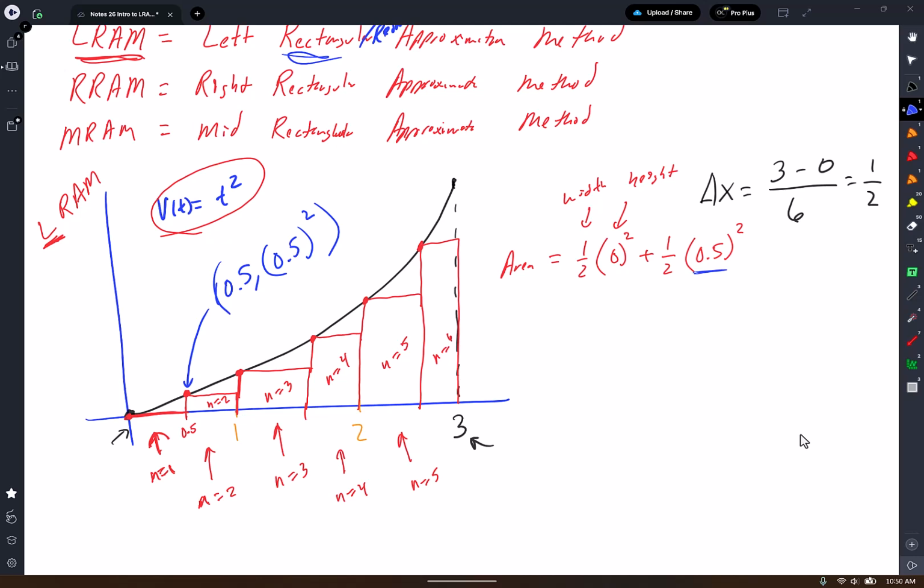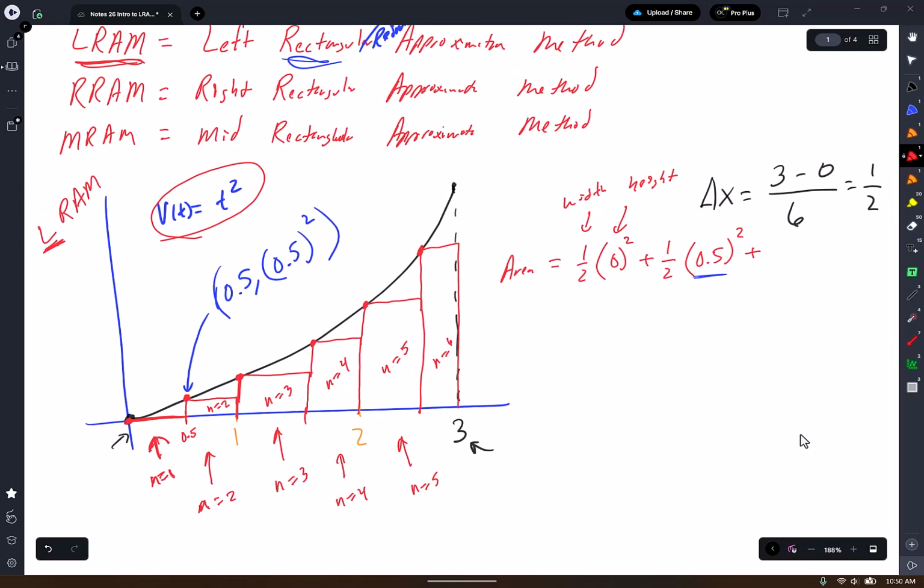Don't worry, I still got more. Plus, I still got more rectangles, all 6 of them. 1/2 times, what is this y value here? 1 squared. Oh yeah, 1. Yeah, this point here, that's 1 comma 1. Okay, that point is dictated by the t squared, right? I guess that's t technically, but whatever.